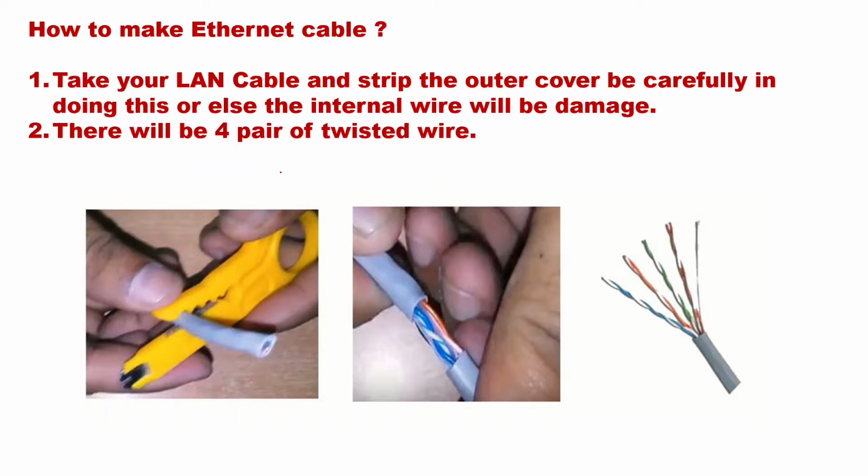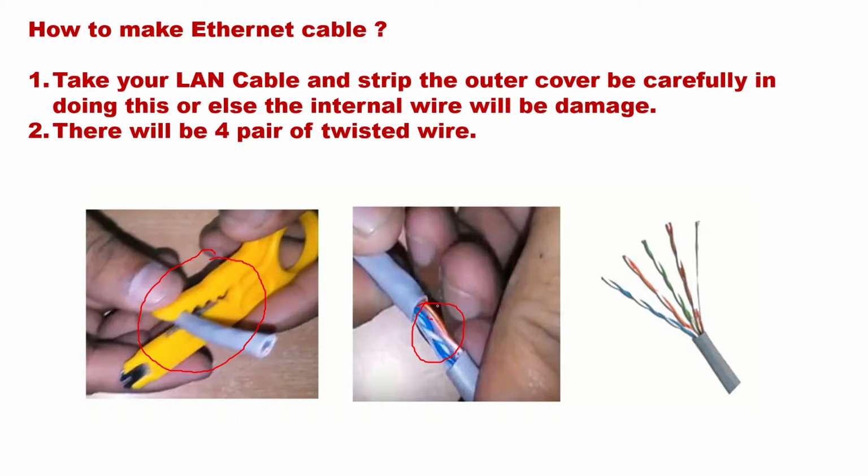So here are a few simple steps. The first step is to take your cable and strip the outer cover, and be careful in doing this or else the internal wire will get damaged. So here you can see you are stripping only the outer insulator part.